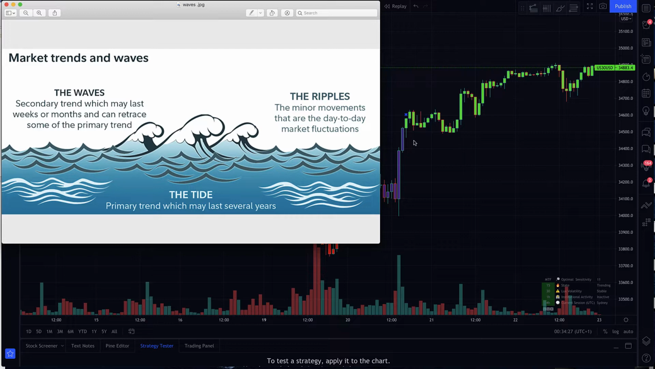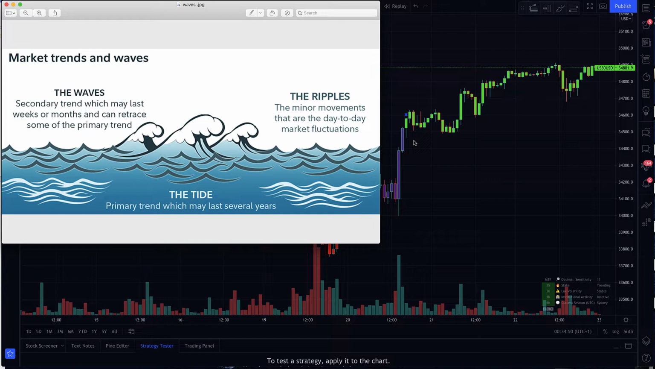You might have heard about an ABCD pattern. I call it a projection. It works very well on many indexes or crypto, but it works best on the US30 index, and I will be surprising you today with how well it works. Let's start from the beginning.